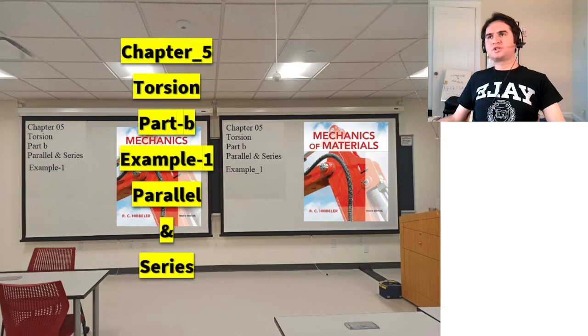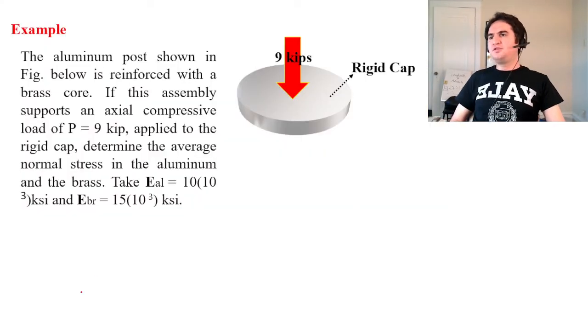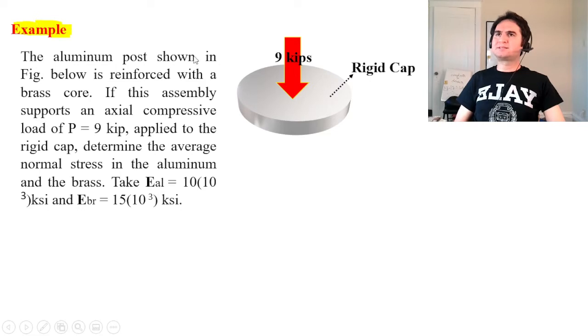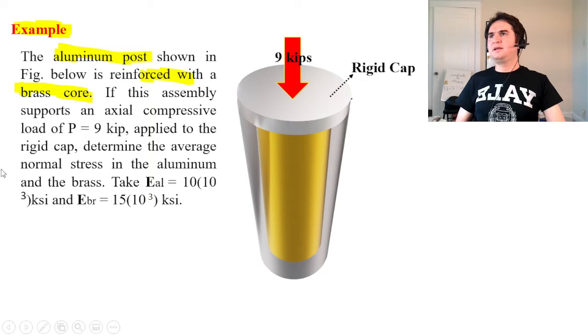Chapter 5 Torsion Part B, Example 1 in Parallel and Series Condition. If you remember this example, which we had already solved with a different approach, that's an aluminum post, which is reinforced with a brass core, handling an axial force of 9 kilopounds at the top, and a rigid cap, as we previously studied.